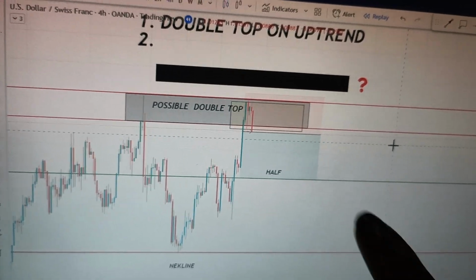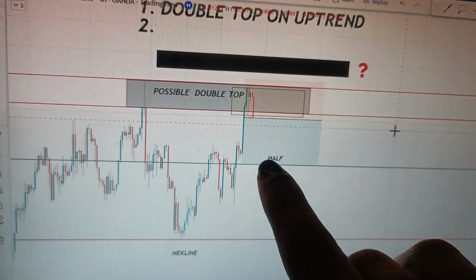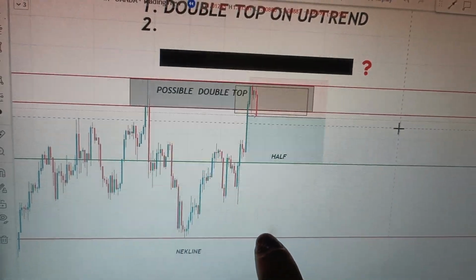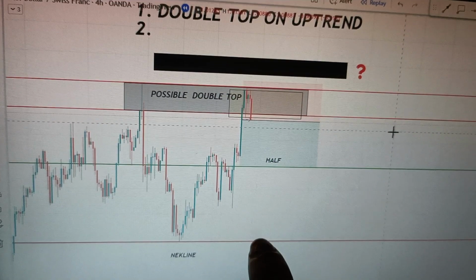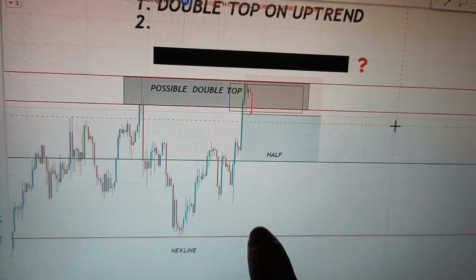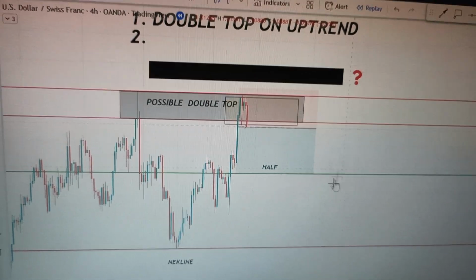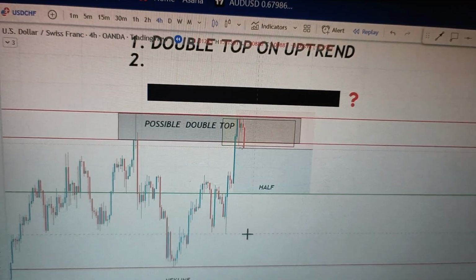And then if at all we have a break here at the half, we'll get in and then target the neckline. And then if the market breaks the neckline, you get involved in this trade and forget about the trade until it hits take profit. So let's try and see what happened.